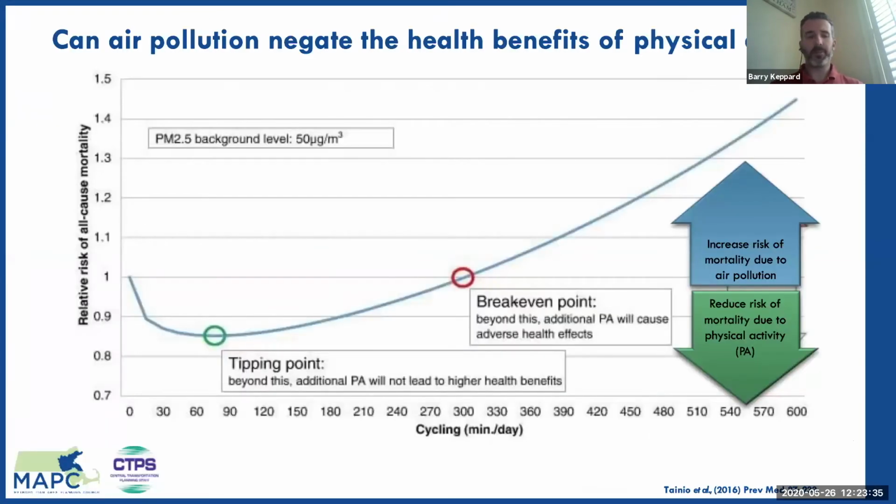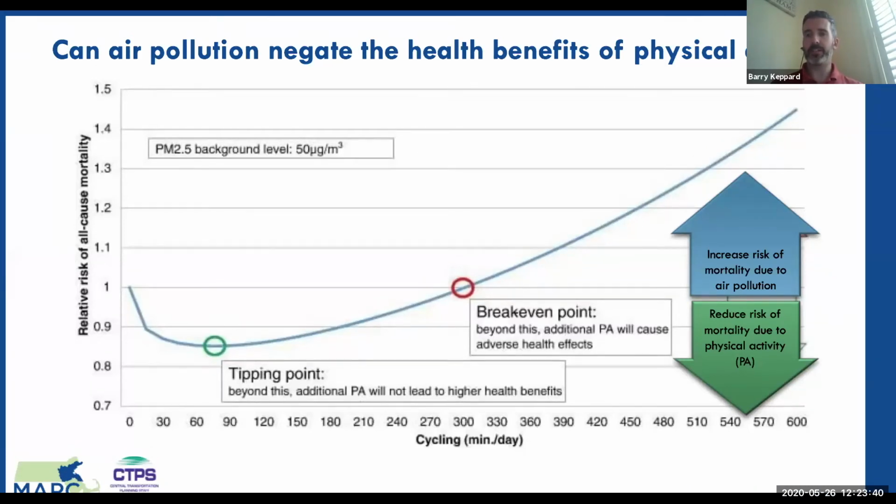Something that often comes up in the work is this interplay between air pollution and physical activity. And so there's this question of where, if anywhere, physical activity benefits would be outweighed by air pollution. This is a graph that begins to take that into account. On the y-axis is the relative risk of all-cause mortality, so essentially dying from a variety of reasons. And on the bottom, the amount of physical activity. In this case, it's talking about cycling.